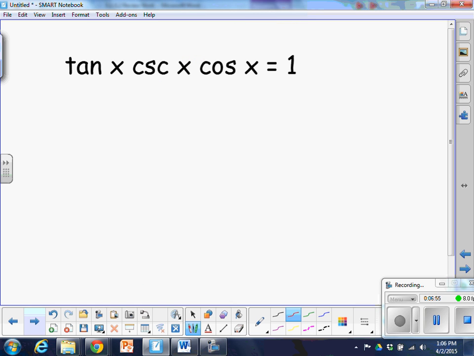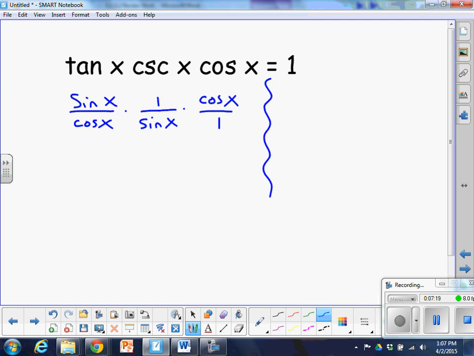Number 3 here, this one I think should be the quickest one. There's no adding or subtracting going on, so we can really just turn everything into sines and cosines. So tangent is sine over cosine. And since we don't have anything to add or subtract, we're not going to need to worry about common denominators. So just recognize cosecant is 1 over sine. Cosine, of course, is just cosine over 1. Okay, there's my equal sign there.